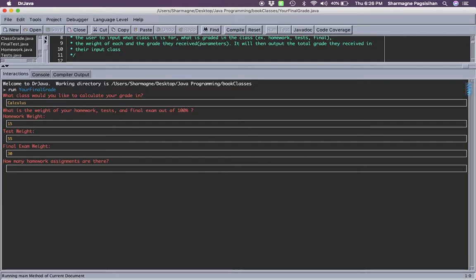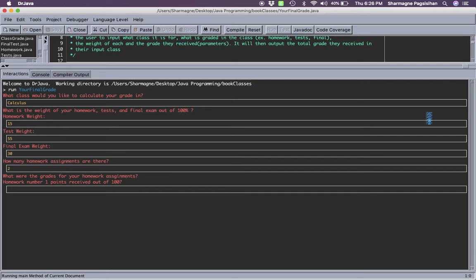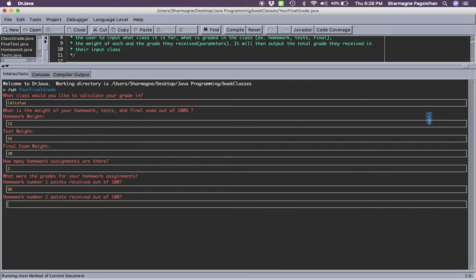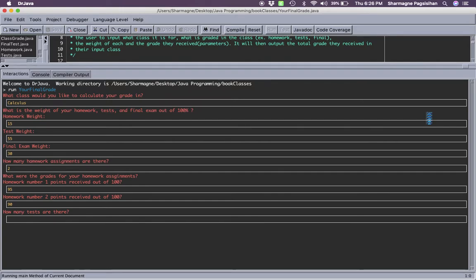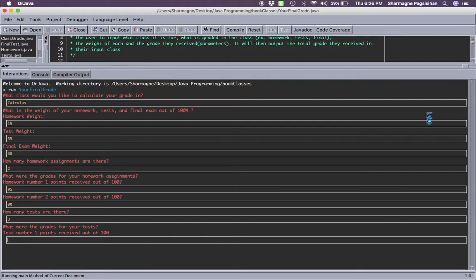And how many homework assignments are there? I'm just going to put 2. What were the grades for your homework assignments? Homework number 1, points received out of 100. I got a 95 and a 90 for the second one. And then it asks how many tests are there. I had 3 tests. And then it asks for the grades that you received on the tests.